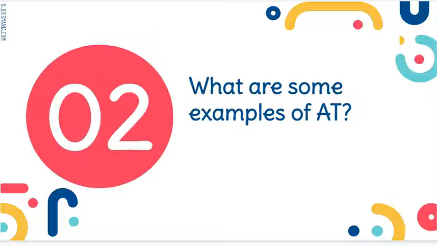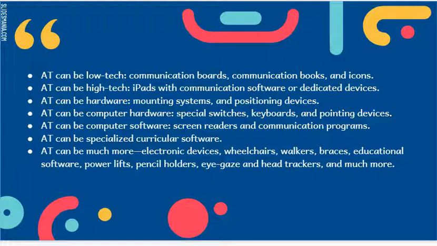What are some examples of AT or assistive technology? Assistive technology can be low-tech: communication boards, communication books and icons. It can be high-tech: iPads with communication software or dedicated devices. It can be hardware, mounting systems and positioning devices. AT can also be computer hardware, special switches, keyboards, and pointing devices. AT can be computer software, screen readers, and communication programs. It can also be specialized curricular software.